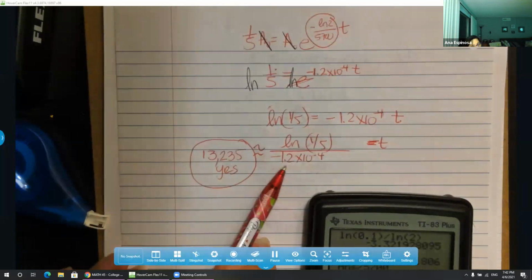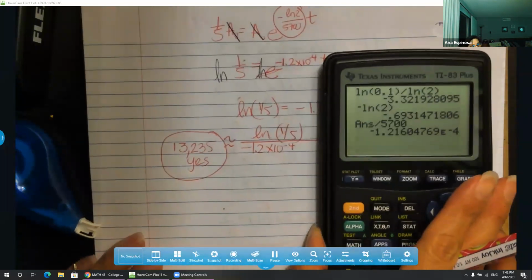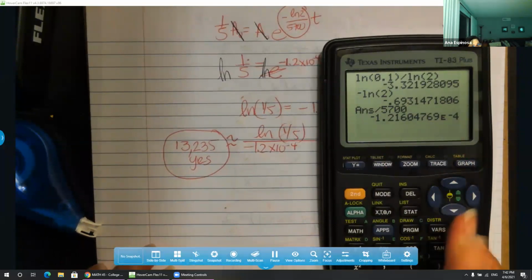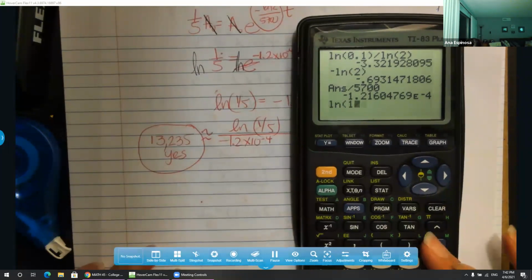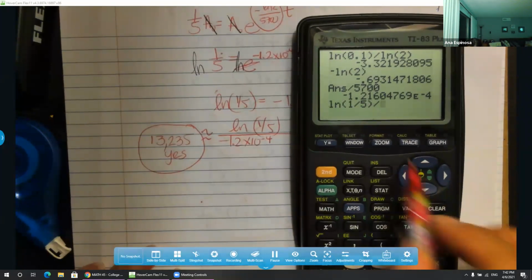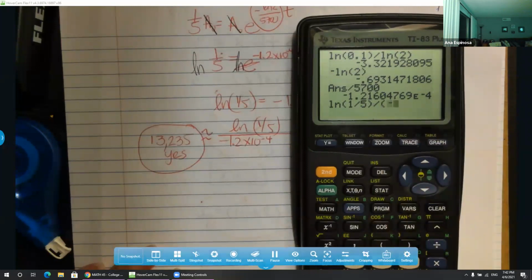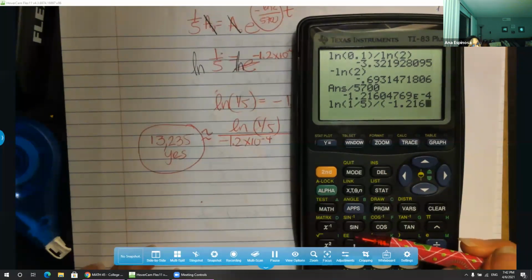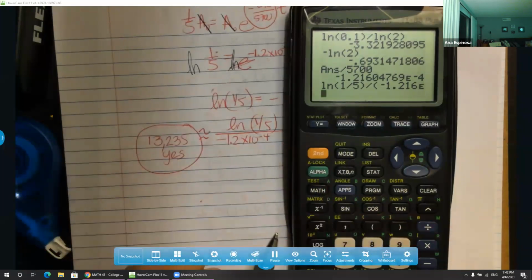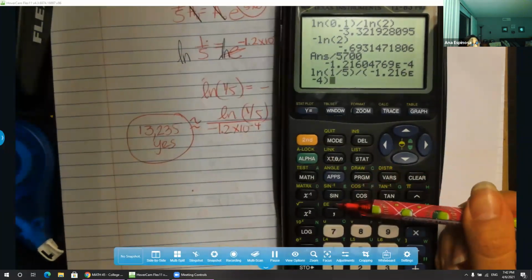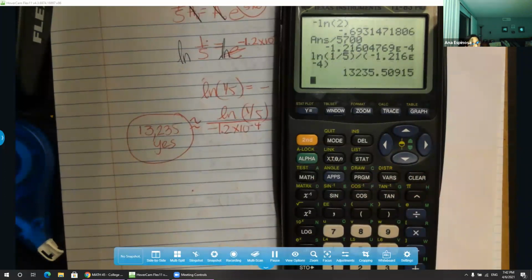The negative 1.2 times 10 to the negative 4 is basically this number right here. The way you would enter that, like let's say you want to enter this into the calculator, you would put ln of 1 divided by 5, close it, and then divided by this number. Now that's hard to write, so you would put negative 1.216, and now you would use the EE, which is here. This EE, which is second comma, and that would give you negative 4. That's the same number. This is scientific notation. And then that would give you the 13,235.